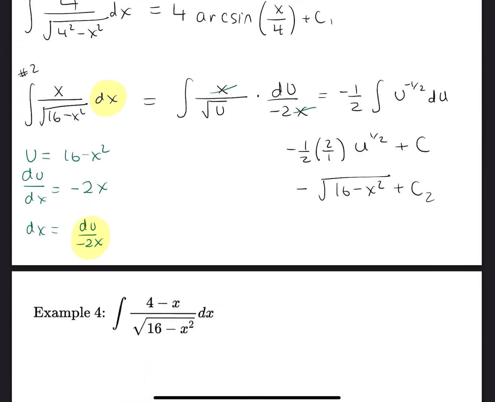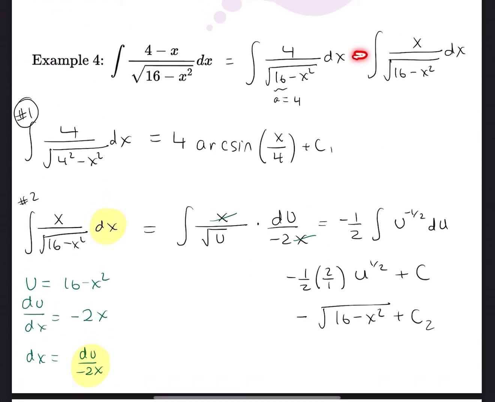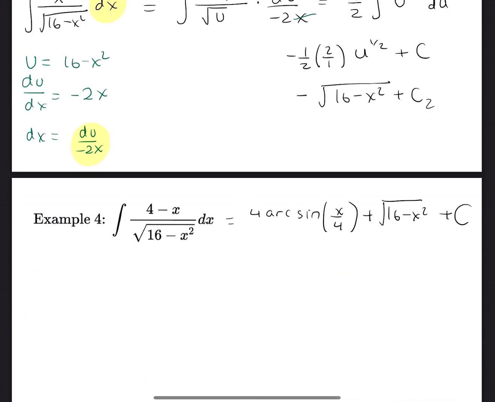So once we combine all of that, our final answer is 4 arc sine of x over 4 plus the square root of 16 minus x squared plus some constant c. And note that this became positive because this result was negative and we're subtracting the second integral. So here is our final answer.